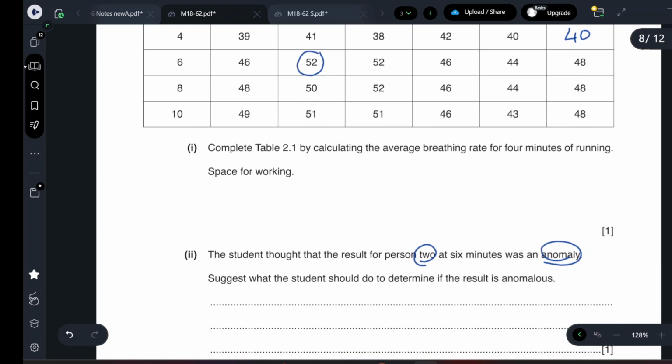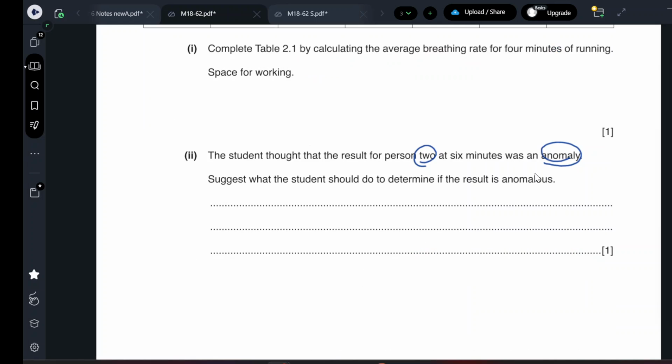Suggest what could he do to determine that it is anomalous. How do I make sure that this is a wrong answer? To identify anomalous results, you have to repeat the experiment. Repeat the experiment for student 2 to make sure that this number is correct.